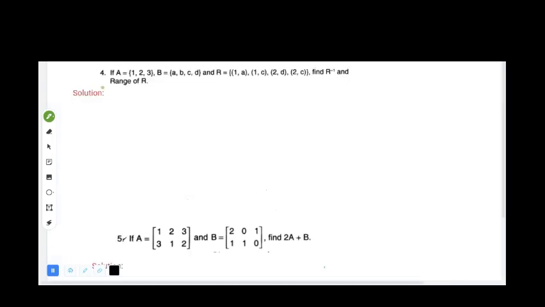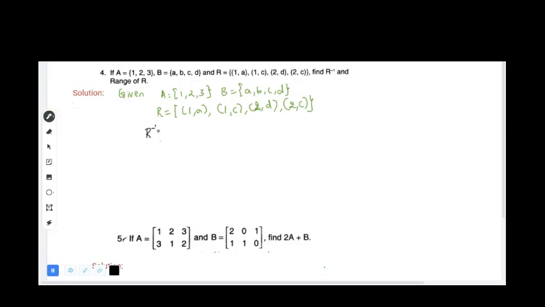The next question is: if A is 1, 2, 3 and B is a, b, c, d, given a relation R is (1, a), (1, c), (2, d), (2, c), find the inverse of R and the range of R. Solution: given A is 1, 2, 3, B is a, b, c, d, and the relation R is (1, a), (1, c), (2, d), (2, c).